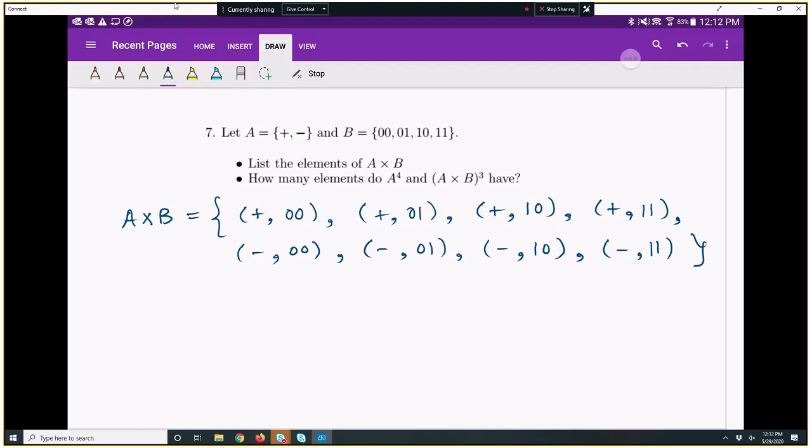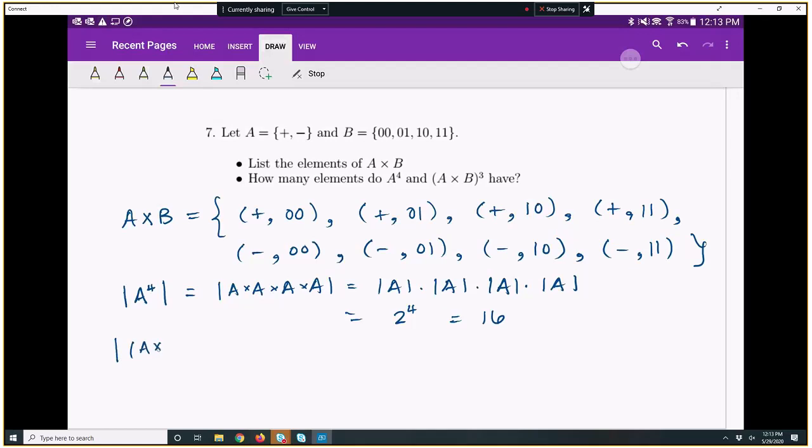How many elements do A to the power 4 and (A cross B) to the power 3 have, respectively? So cardinality of A to the power 4, well, that should be cardinality of A cross A cross A cross A. And that's the cardinality of A times the cardinality of A times the cardinality of A times the cardinality of A, since the cardinality of A is finite, which is 2 to the power 4, 16.